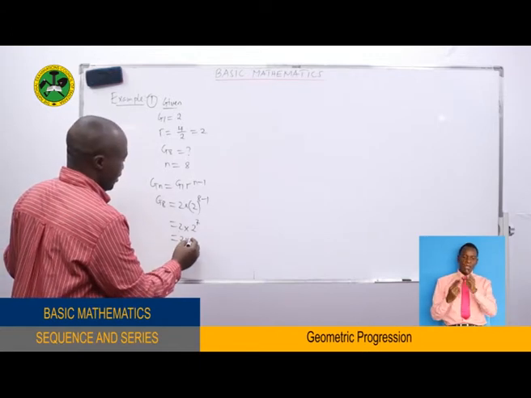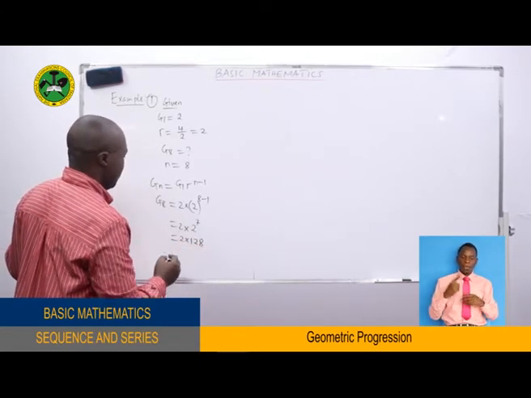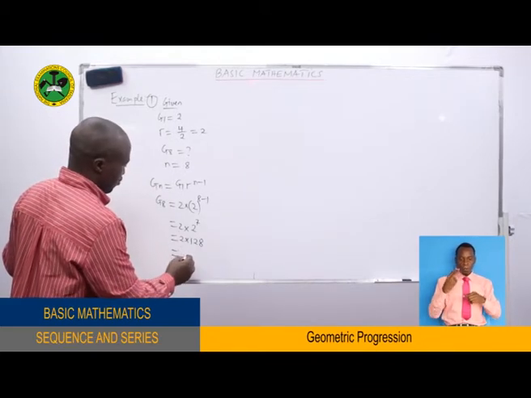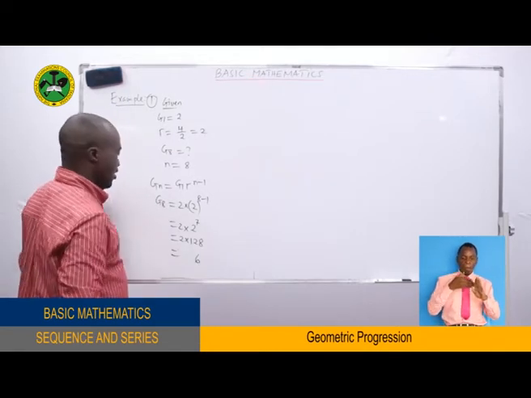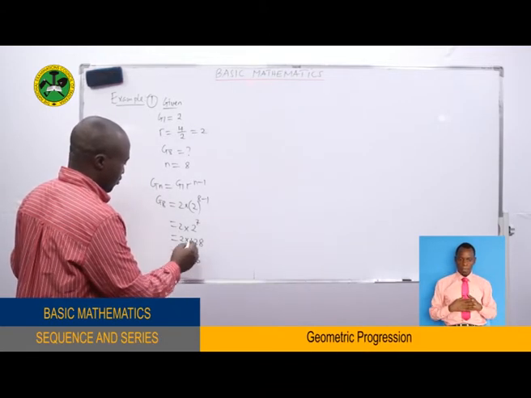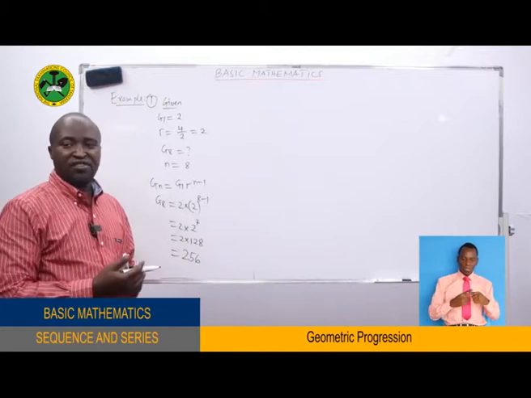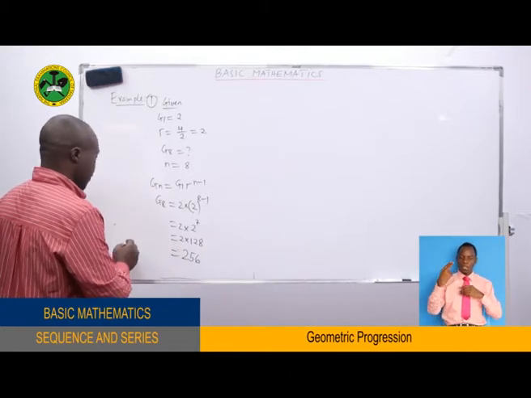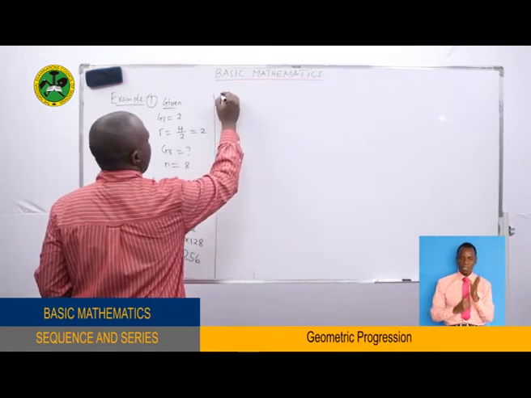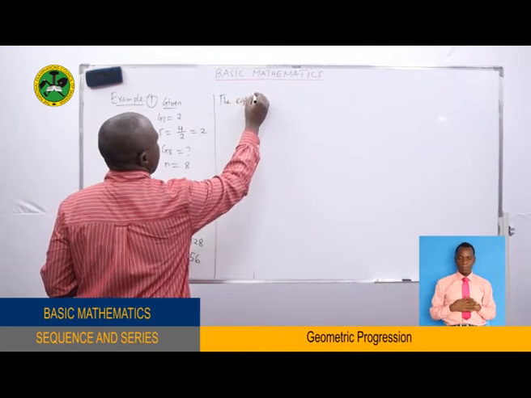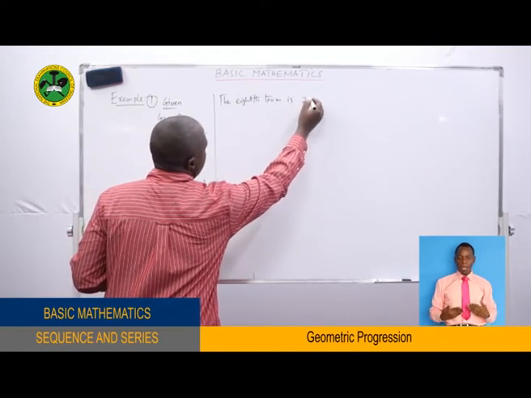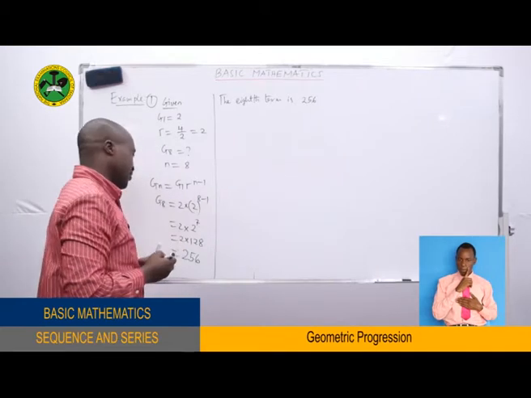So 2 raised to 7 is the same as 128. So take 2 times 128. This is equal to, we have 16, then carry over 1. Then we have 2 times 2 is 4, plus 1 we have 5. Then we have 256. So in this case, we say the eighth term is 256.